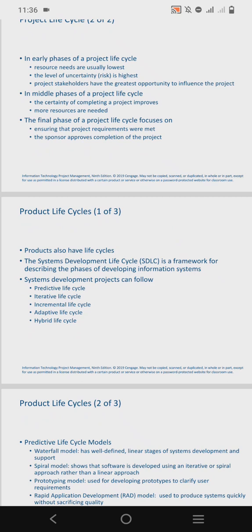The iterative life cycle involves repeating a phase before proceeding to the next phase in a project. The teams that use this process create, test, and revise until they are satisfied with the end result. So it involves building, refining, and continuously improving a product.